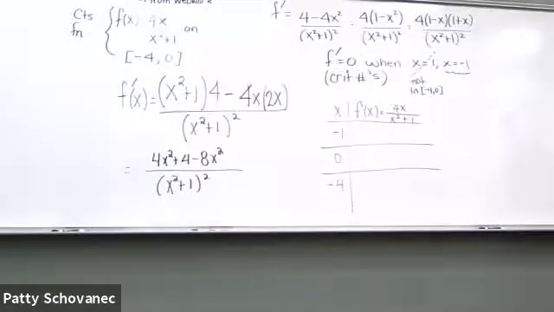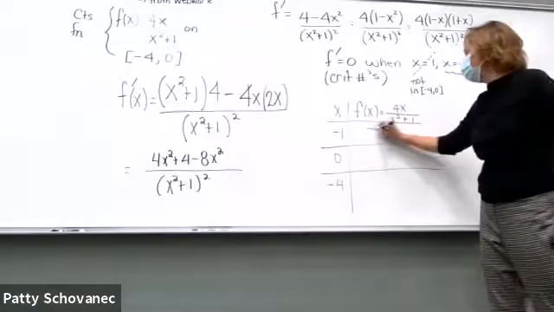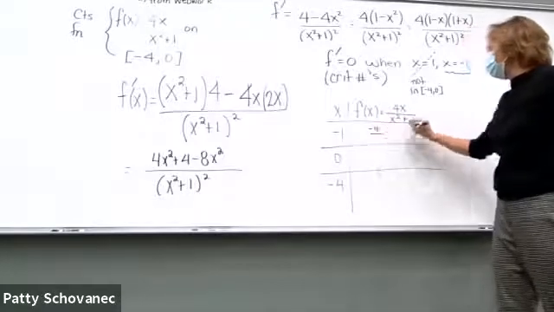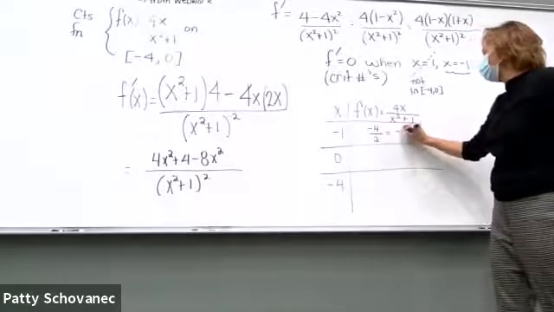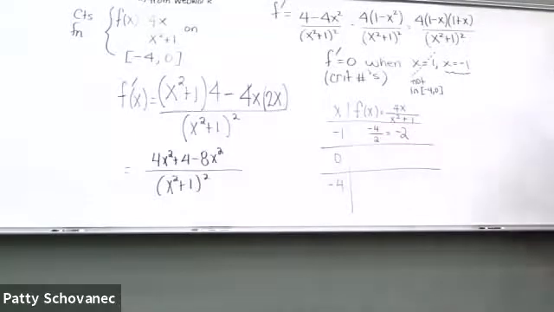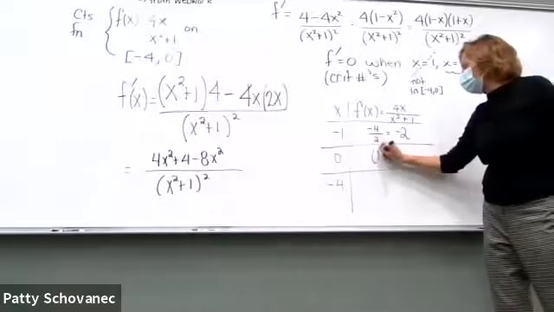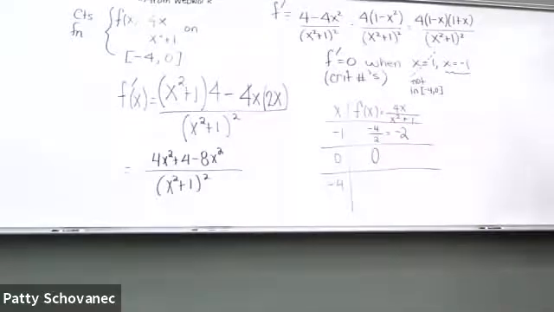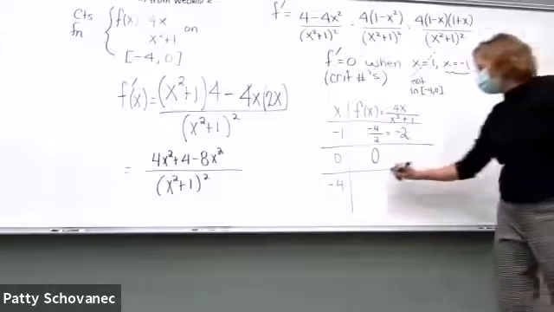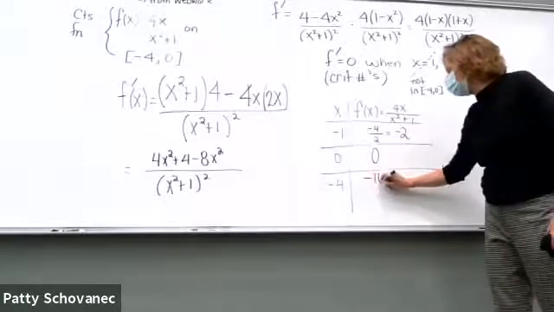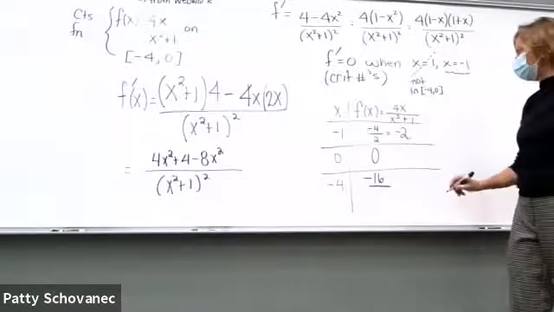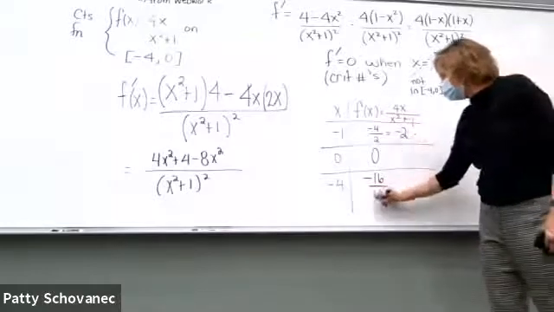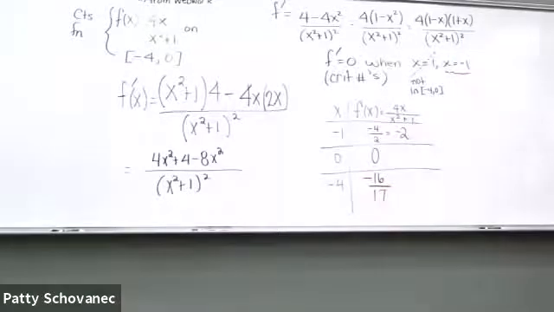So when x is negative 1, my numerator is negative 4. My denominator is 2. So my y value is negative 2. When x is 0, I get a 0 on top, so that makes the whole fraction 0. And when x is negative 4, I get a negative 16 on the top, and 16 plus 1 is 17 on the bottom.